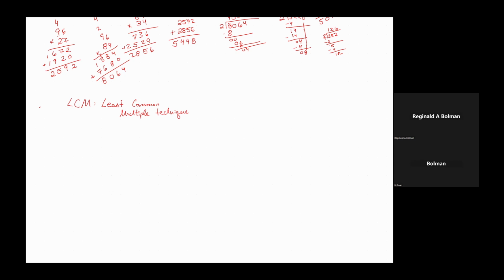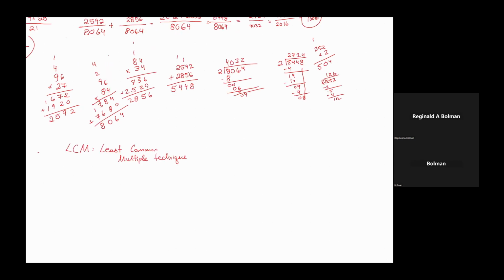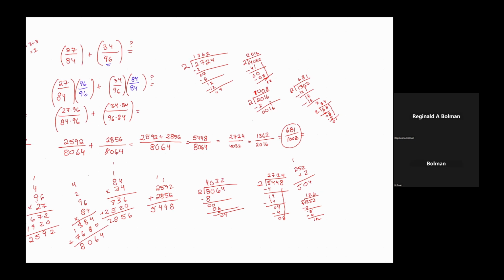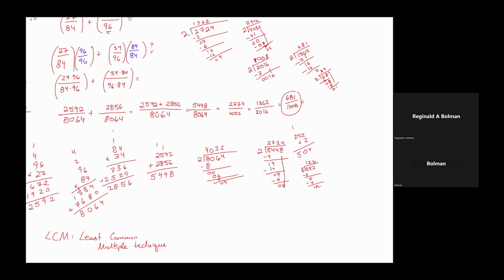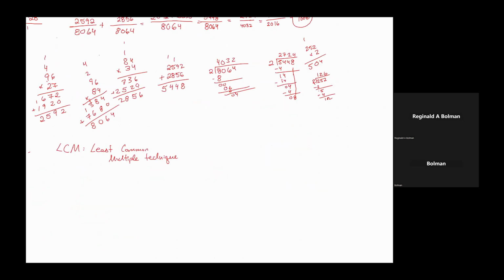But what the LCM requires you to do is find the LCM of the denominators of the fractions you happen to be dealing with. So in this instance, if we were taking, say, 27 over 84, and adding it with 34 over 96, we would have to find the LCM, the least common multiple, between 84 and 96. And how do we do that? Well, we use prime factorization. And so we need to find the prime factors of 84 and the other denominator, 96.